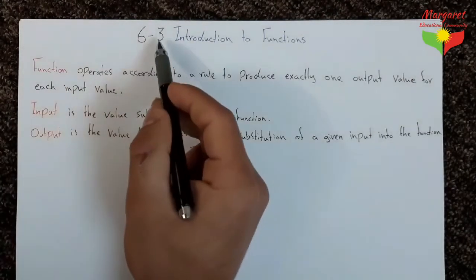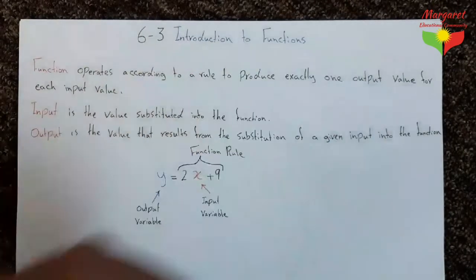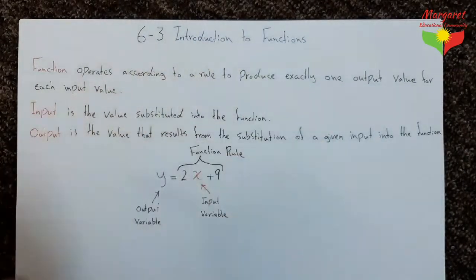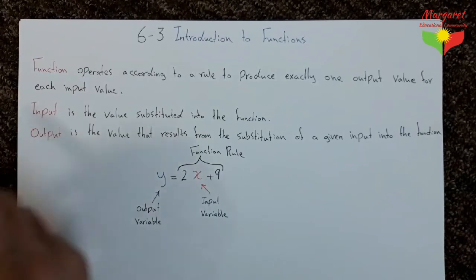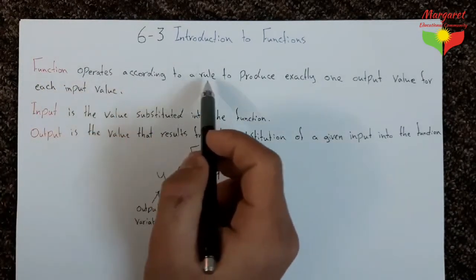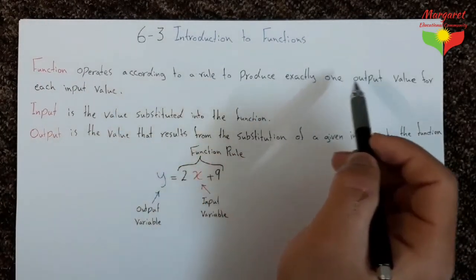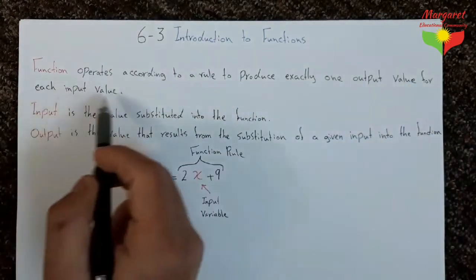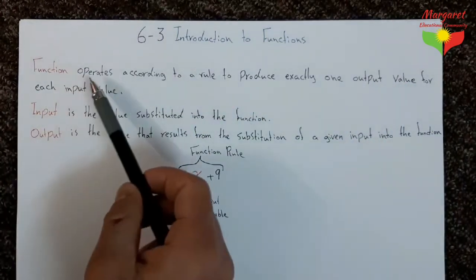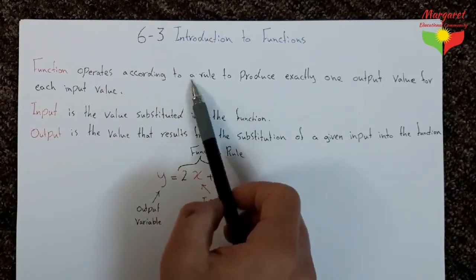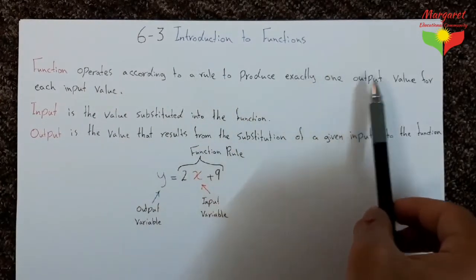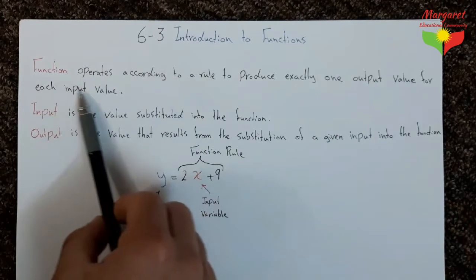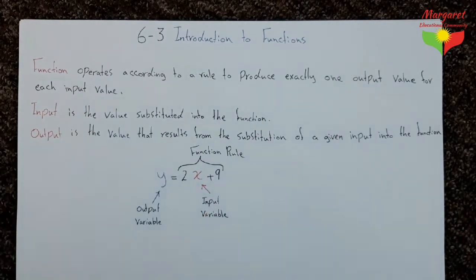Chapter 6 Lesson 3 Introduction to Functions. واتە پێشەکیەک بۆ نەخشەکان. Function operates according to a rule to produce exactly one output value for each input value. واتە کار دەکات بە بەکارهێنانی ڕێسایەک بۆ بەرهەمهێنانی تەنها یەک بەهای ئەنجام بۆ هەر بەهایەک کە داخڵ ئەکرێت.